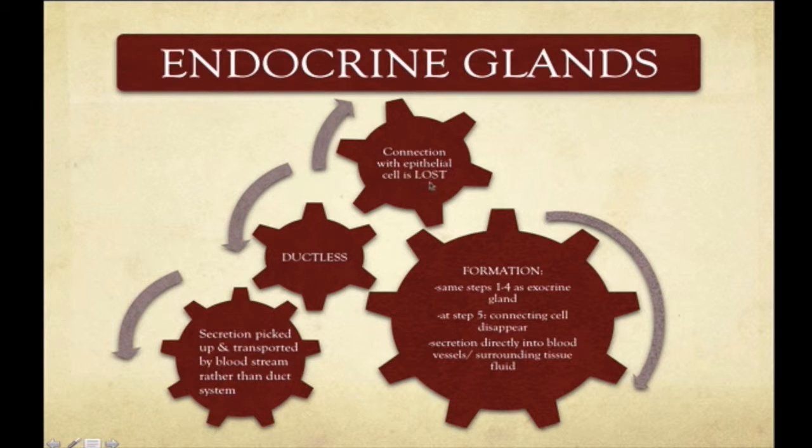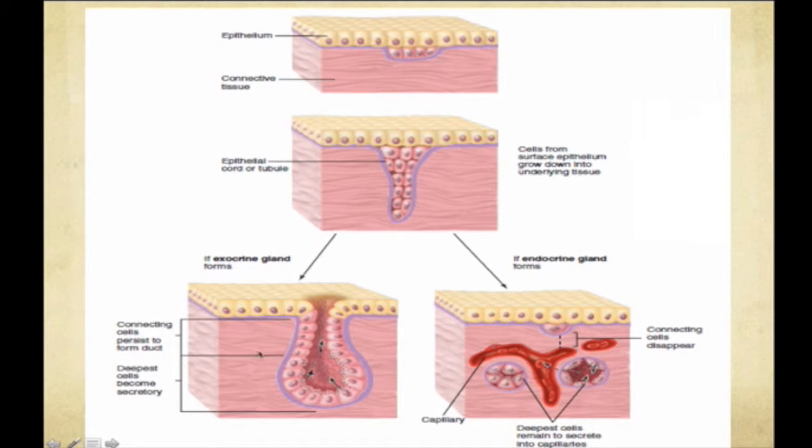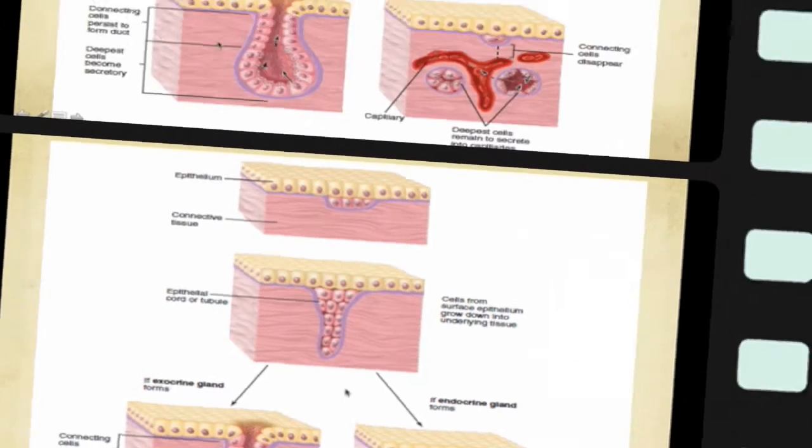Endocrine gland. First, the connection to epithelial cell is lost and the glands are ductless. Their secretion is picked up and transported by the bloodstream rather than by a duct system. The formation of endocrine gland from step 1 to 4 is the same as the exocrine gland. However, at step 5, the connecting cells disappear. The gland cells secrete directly into the blood vessels or into the surrounding tissue fluid. This is a picture of endocrine gland. And this is a picture of the formation of exocrine gland and the endocrine gland.